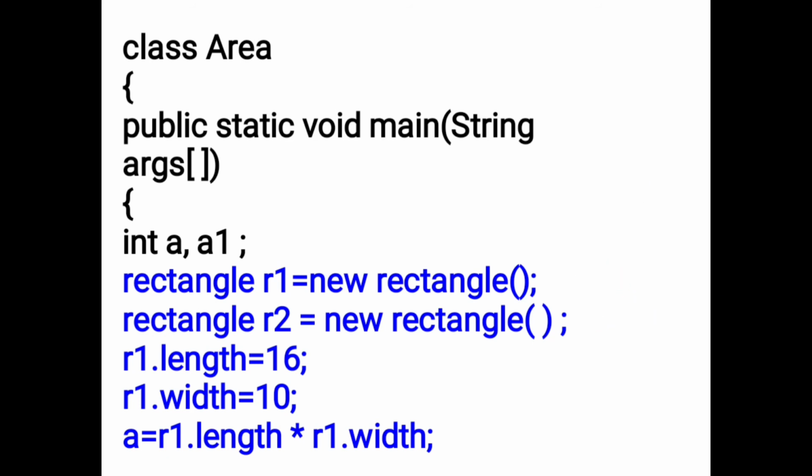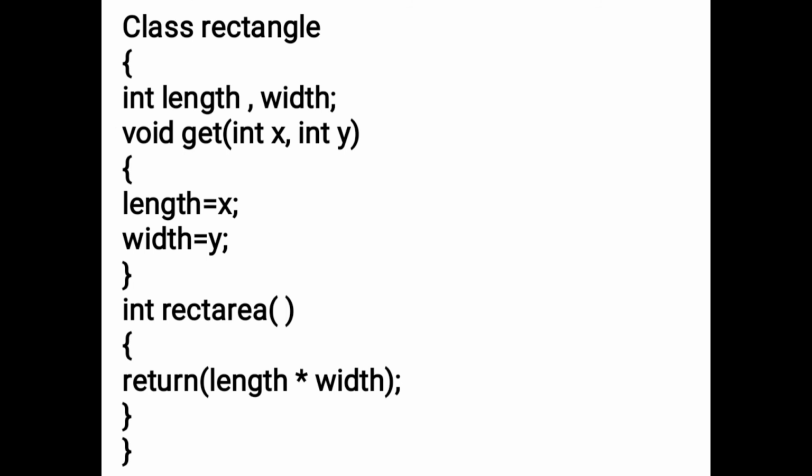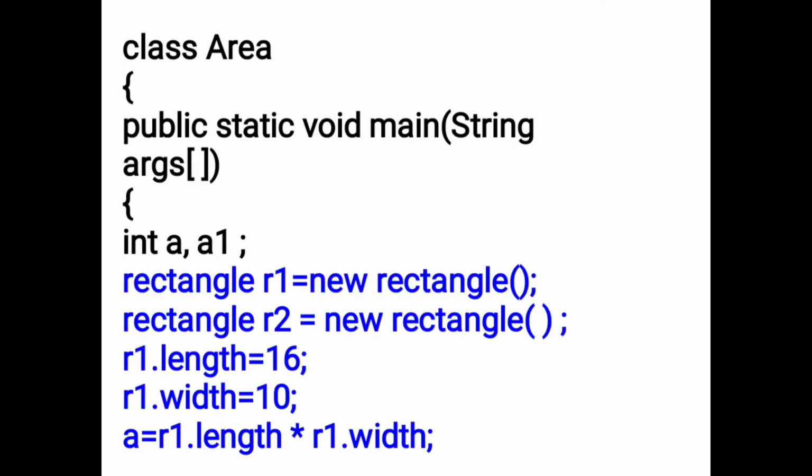More than one object can also be created. So I am creating here another object, that is Rectangle R2 is equal to new Rectangle, and through this object I am accessing the instance variables of this class. So r1 dot length is equal to 16, and r1 dot width is equal to 10, and a is equal to, here I am calculating the area. So directly we cannot calculate because the values are present in the other class. So we can calculate through the object.